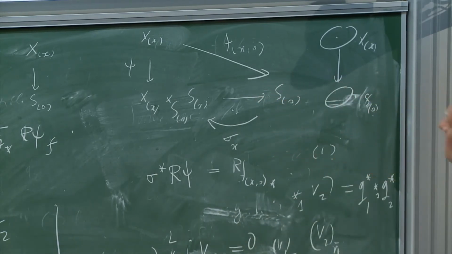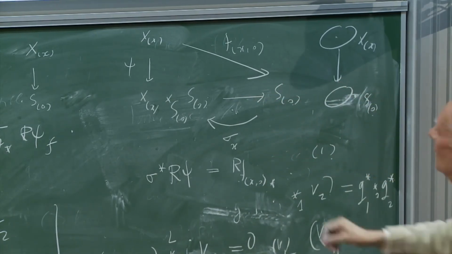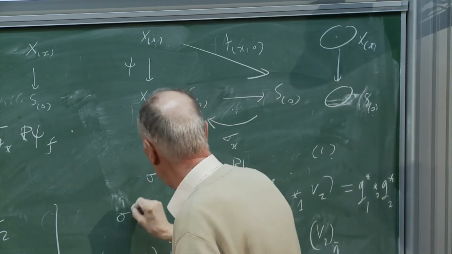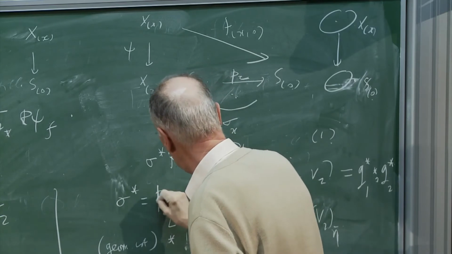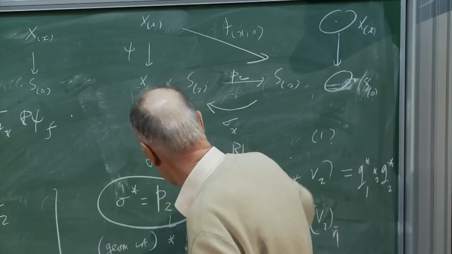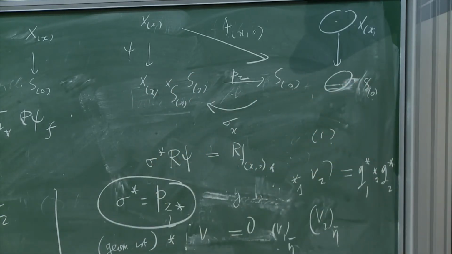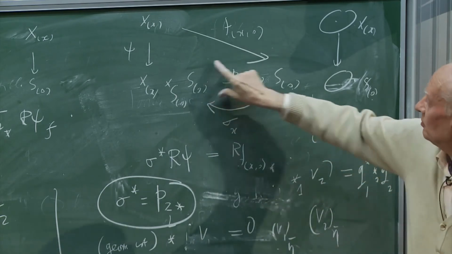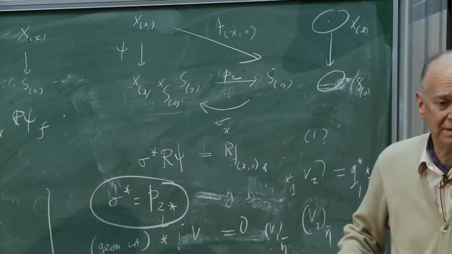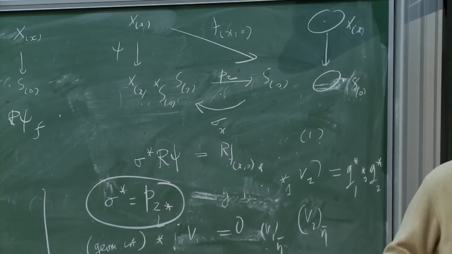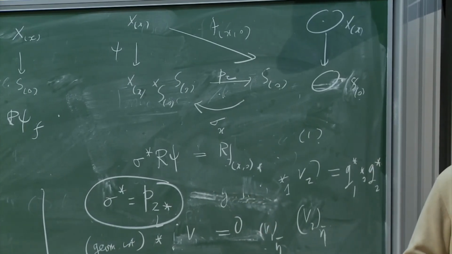lower star. So sigma star is in fact here the second projection, and sigma star is P2 star. So then you take pullback is the same as projecting, then you get that. So this is the basic relation which enables you to understand the Stokes.